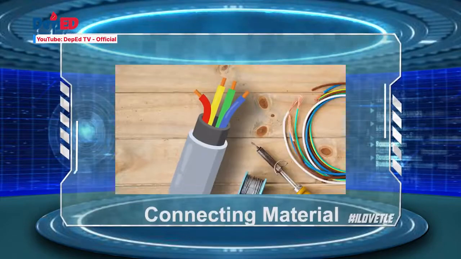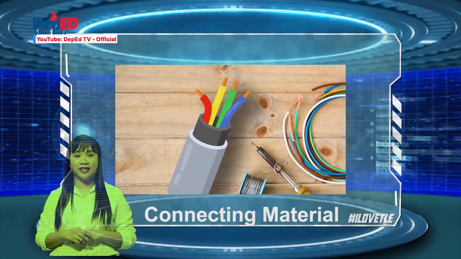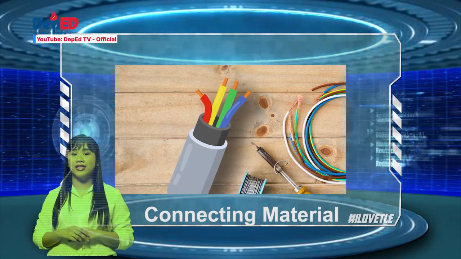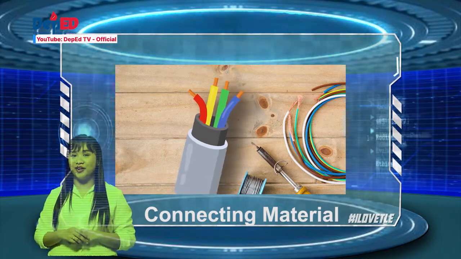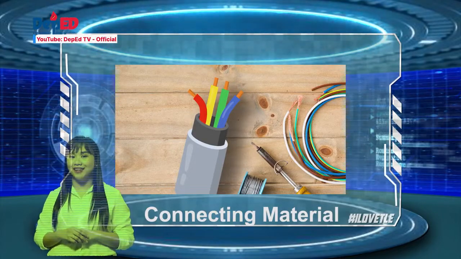And the last component is the connecting material. Connecting material is material that conducts electric current very well, and it is used to connect a complete path for the current. A very clear example of this is the copper wire.